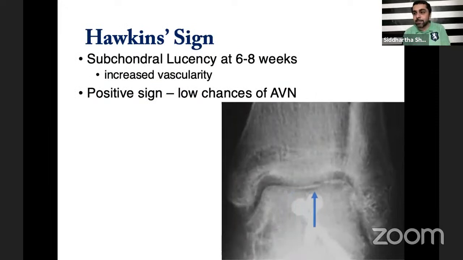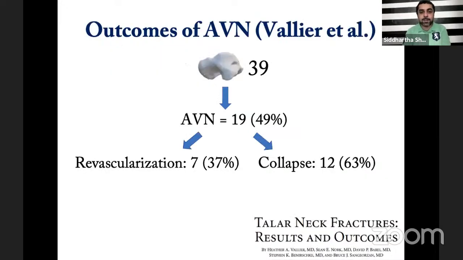Now, Hawkins sign for the postgraduates, a quick revision. This is a subchondral lucency that you see at 6 to 8 weeks, and a positive sign shows that the talus is revascularizing and it has low chances of avascular necrosis. Now, mind you, even if avascular necrosis happens, it may not be a bad outcome in all cases. And Vallier et al. have shown in their series of 39 cases, AVN happened in almost 50%. But even in those, 37% of the cases revascularized without any secondary intervention.